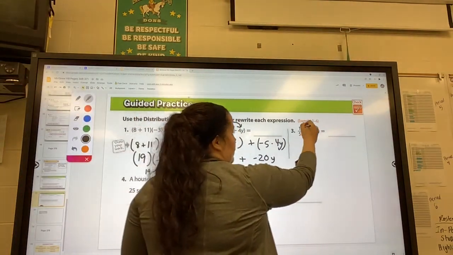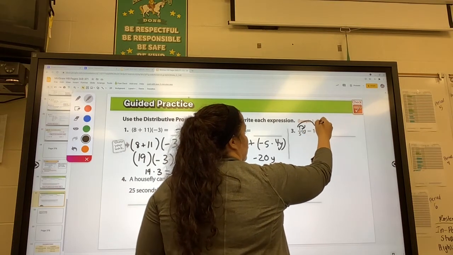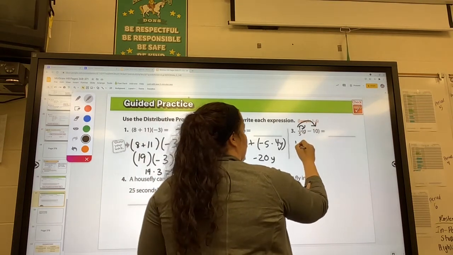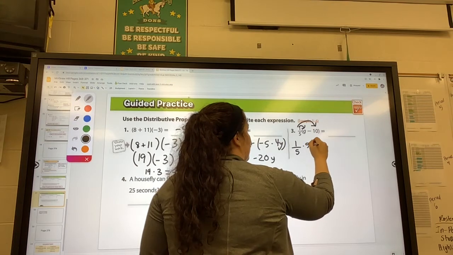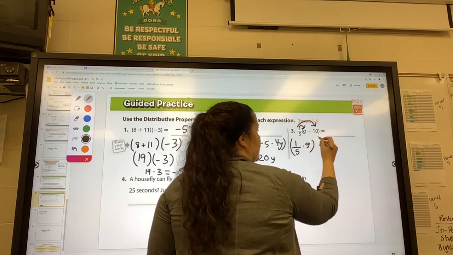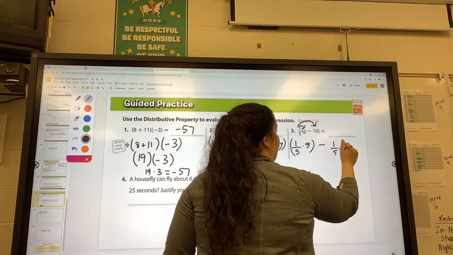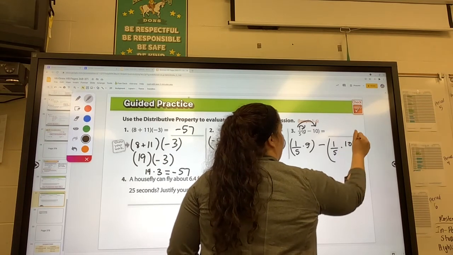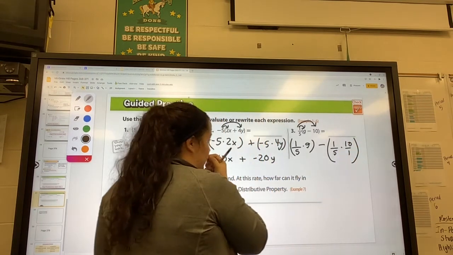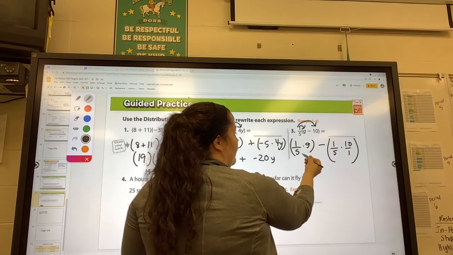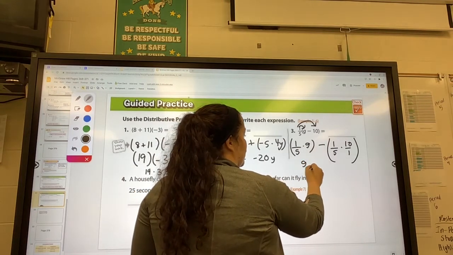Last but not least, we're going to use the distributive property for this one. So distribute it to both: 1/5 times g minus 1/5 times 10. And I'll put it over 1 so you can see why it simplifies. Well, 1/5 times g is actually just g over 5.